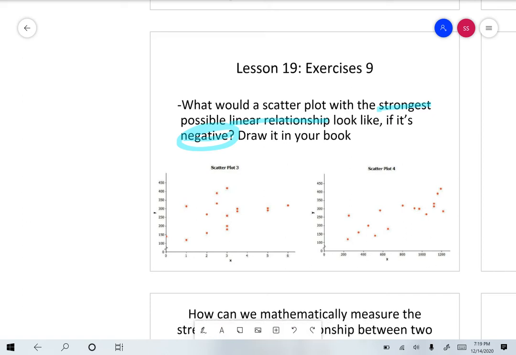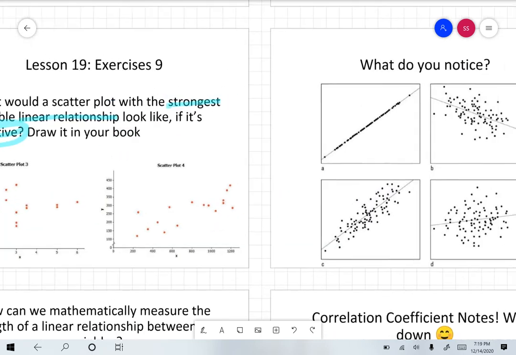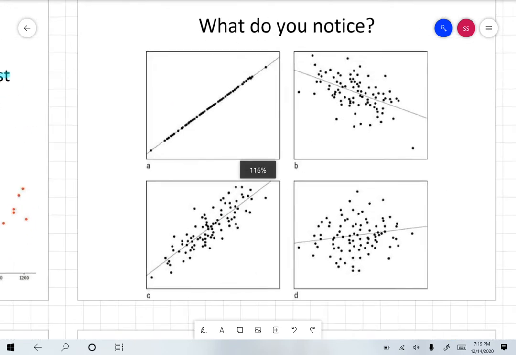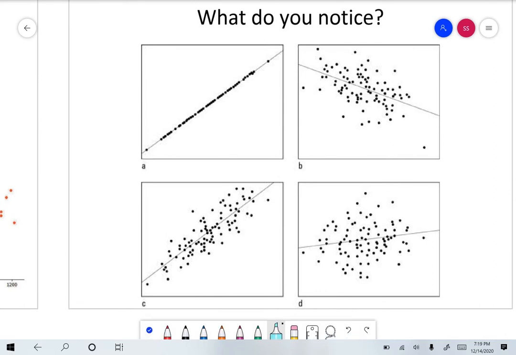Okay. Hopefully you did that, because it's a really good thinking exercise here. And let's talk about these graphs now. So looking at these scatter plots, what do you notice? Maybe stop and think about it for a minute. What do you notice? Well, most students in class would mention something about, well, this looks like a positive relationship, right? As x is increasing, y is increasing.